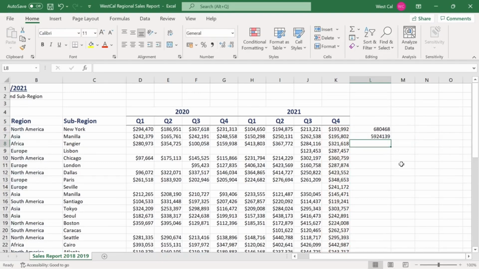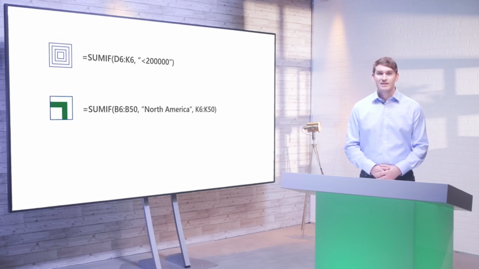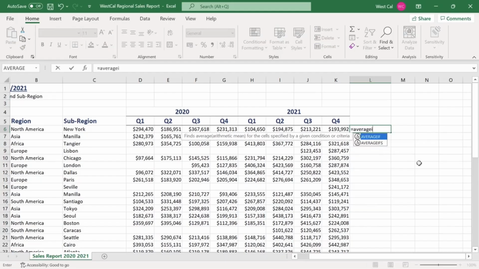So you've seen SUMIF used to add together numbers in a range that are under a certain value, and add together numbers in a range that correspond with a specified text value in a range. SUMIF can also be used to add together all numbers with a certain value that fall within a specified range. As you can see, these versatile functions can be used in a variety of ways. Another standard function that has this kind of variation is AVERAGEIF.